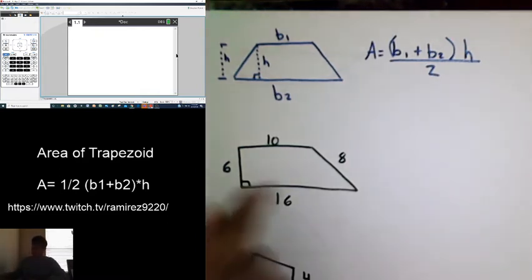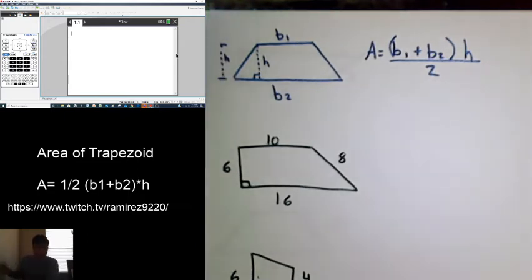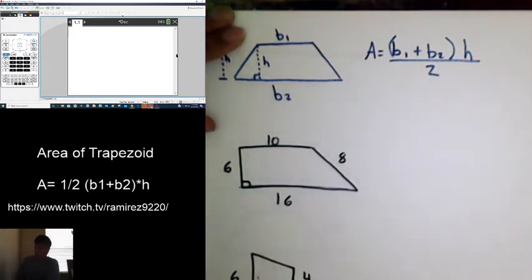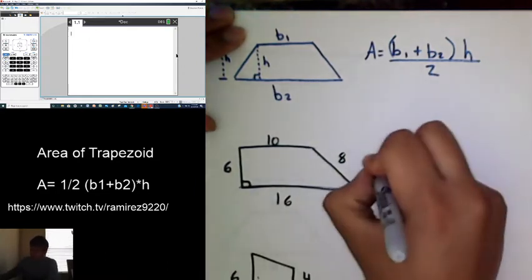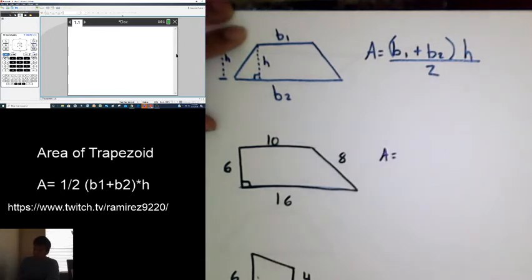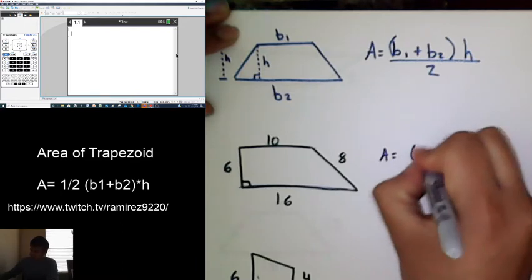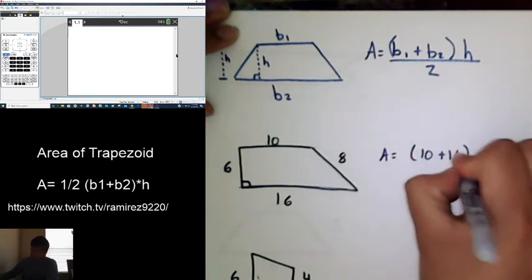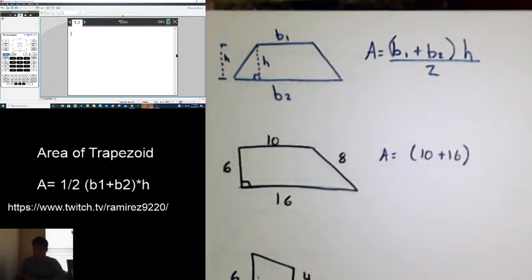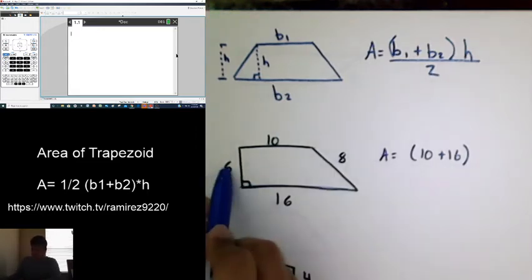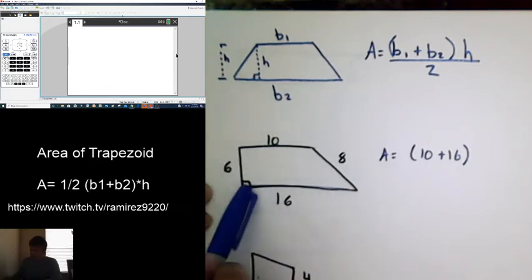For example, here on this first problem that I have, just by looking at the picture, these two are parallel. Those are my bases. So for B1 and B2, that's what I'm going to add. Now the height is the distance between them, but it's the perpendicular distance between them. Okay, that's why the 8, we're not going to use it, but the 6 we will. The 6 is the perpendicular height.